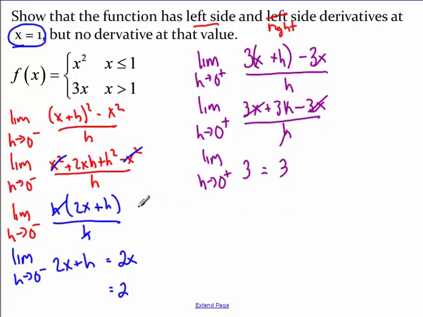So my left side derivative worked. My right side derivative I was able to find a value, but they weren't equal. Since my derivatives from the left and right aren't equal, then we cannot find the derivative.